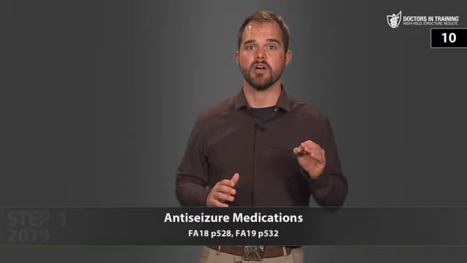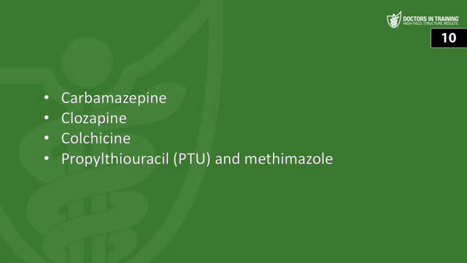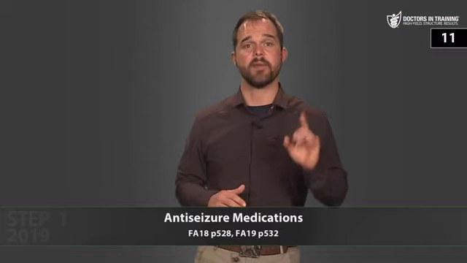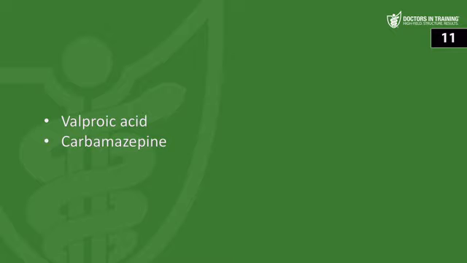Next, what drugs are known to cause agranulocytosis? A helpful way to remember this is to remember the C's: carbamazepine, which is the seizure drug, clozapine, which is an antipsychotic, colchicine, which is a gout drug, and then PTU and methimazole, which are your antithyroid medications, can also cause agranulocytosis. Next, hepatotoxic antiepileptics. The main two to know are valproic acid and carbamazepine.